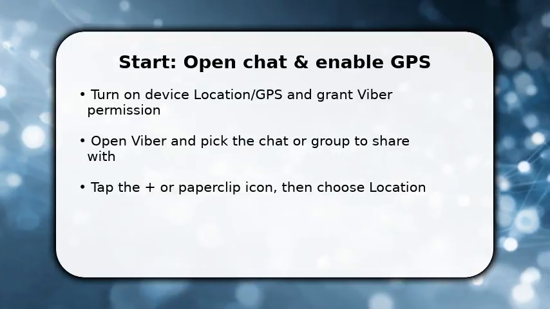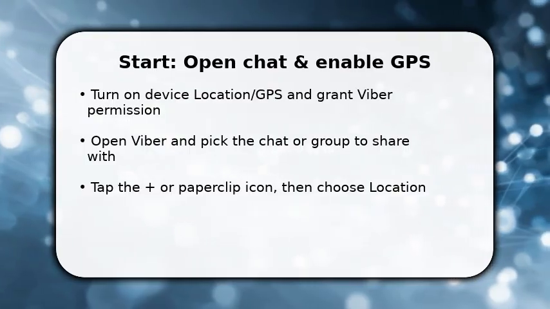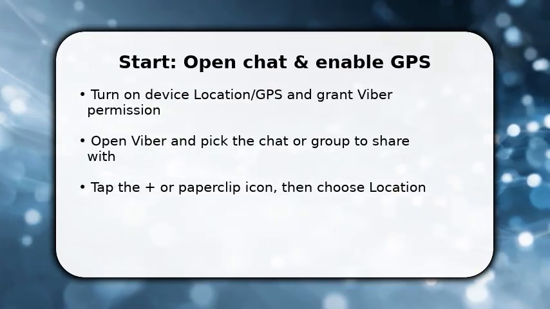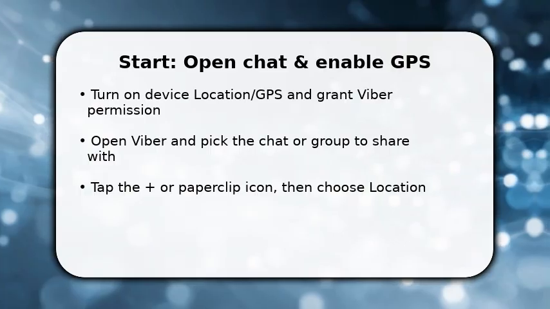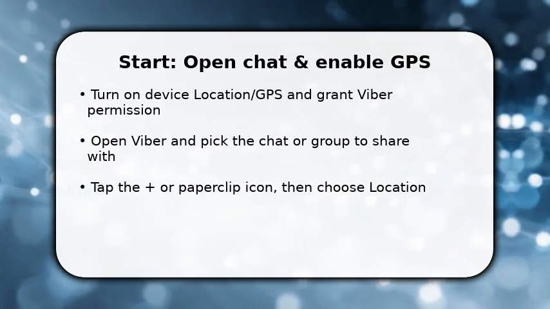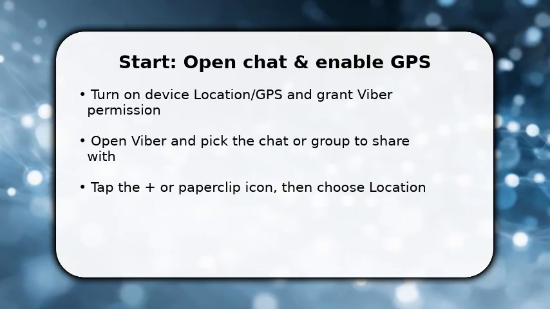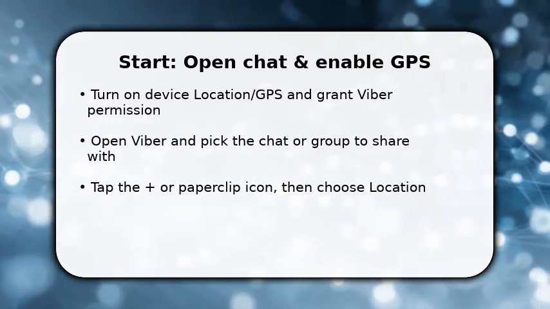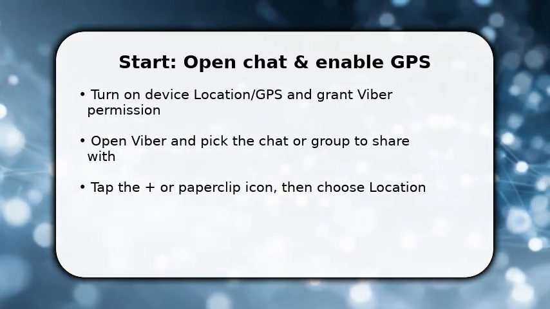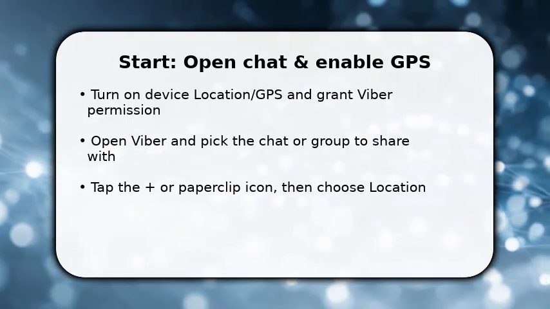You start by making sure your phone's location is on and Viber has permission to access it. This ensures accuracy. Once done, open Viber and go directly into the chat or group where you want to share. Tap the plus or paperclip attach button to bring up media options, then choose location.